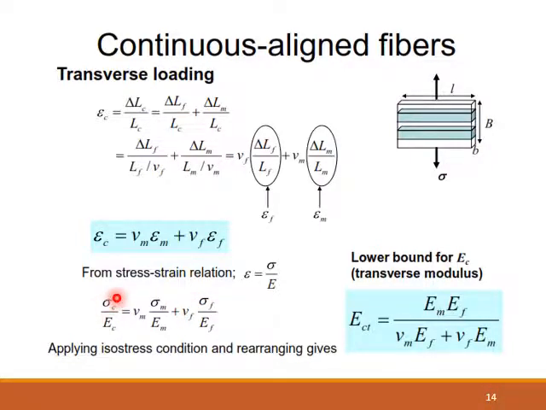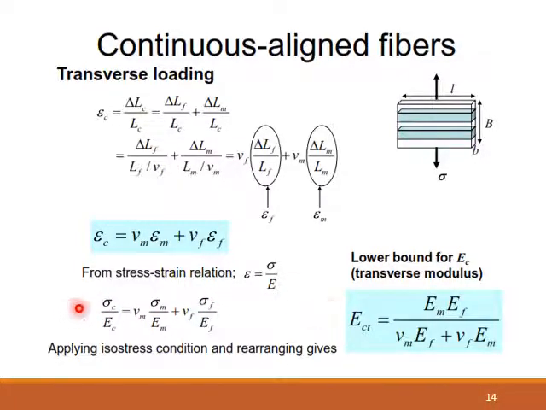So you are now left with 1 over EC will be equal to Vm over Em plus Vf over Ef. And then if you make EC the subject of the formula, you get this equation as the transverse modulus for isostress condition under transverse loading. I hope this is clear. So this is for isostress condition.